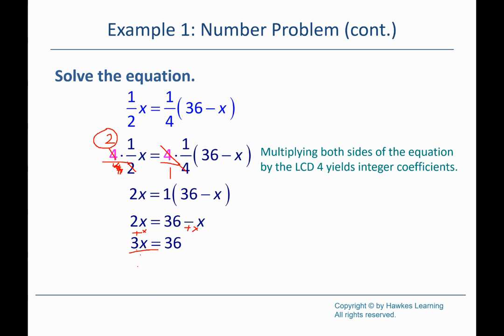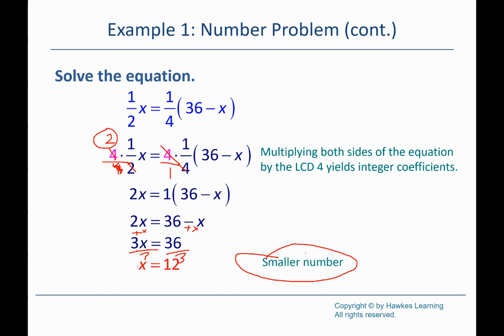I get 3x equals 36. Now I can divide both sides by 3. And that gives me x equals 12. And then I have to go back all the way to the beginning and I say, what did I identify x to be? Well, x was the smaller number. And what did it ask me to find? It asked me to find both numbers.